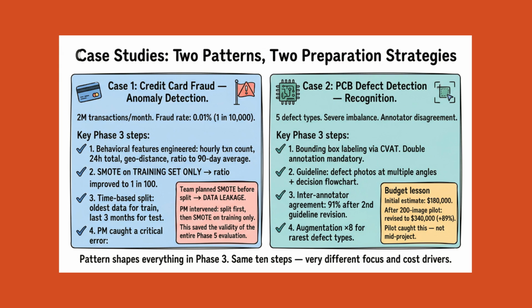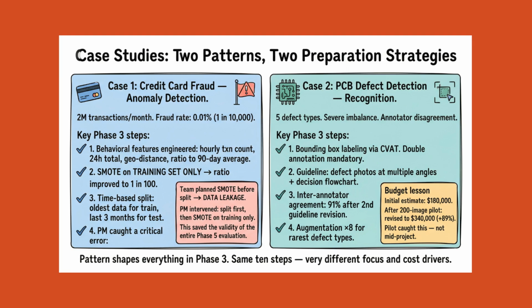Case Study 1. Credit card fraud detection, anomaly detection. Global bank, 2 million monthly transactions, fraud rate of 0.01%, 1 in 10,000. SMOTE was applied to the training set only, bringing imbalance to approximately 1 in 100. Behavioral features were engineered: transactions per account in the past hour, total value in 24 hours, geographic distance from previous transaction, and ratio to 90-day customer average.